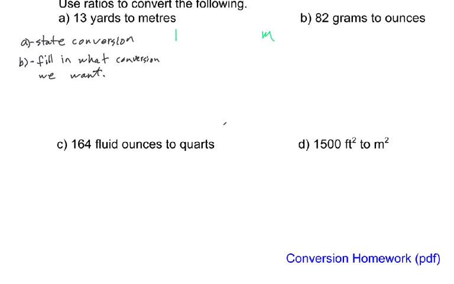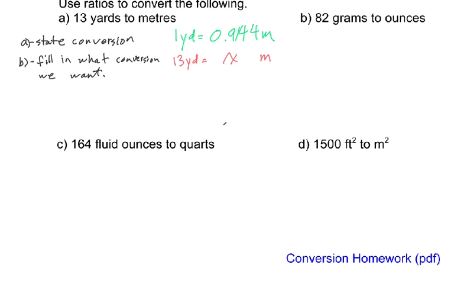Now that we've done that, we're going to make sure that our units are set up on the next line. Notice, in this case, we have 13 yards and we're converting to meters. We're going to let X be the meters. Anything that we're looking for is going to be X. And we'll continue doing that from now to the end of the year, whenever we're doing conversions.